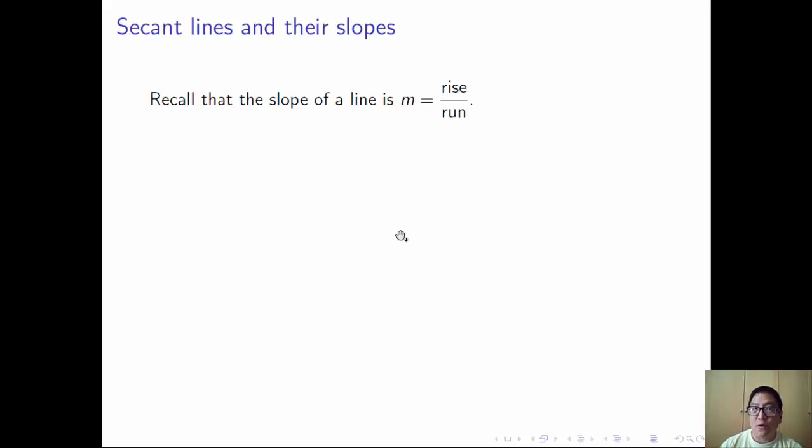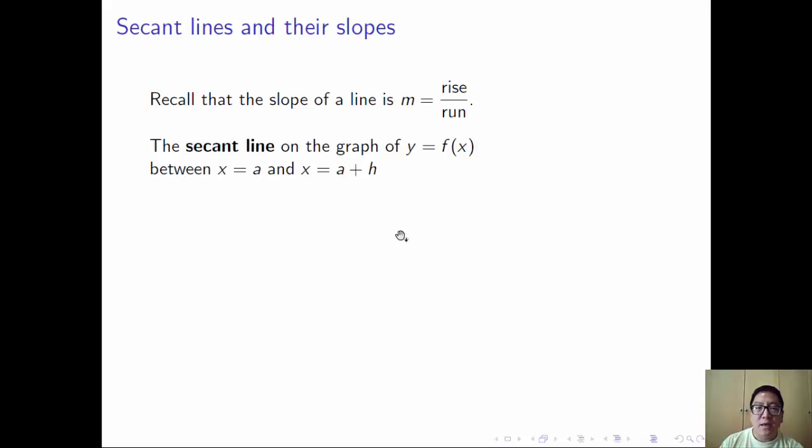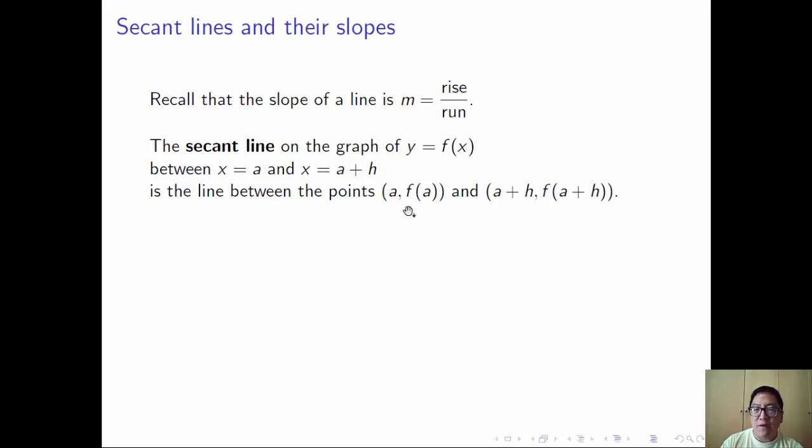Beginning with a geometric one, recall that the slope of a line is the rise over run. The secant line on the graph of a function y equals f of x between x equals a and x equals a plus h is defined to be the line between the points a comma f of a, the point on the graph with x value a, and a plus h comma f of a plus h, the point on the graph with x value a plus h.